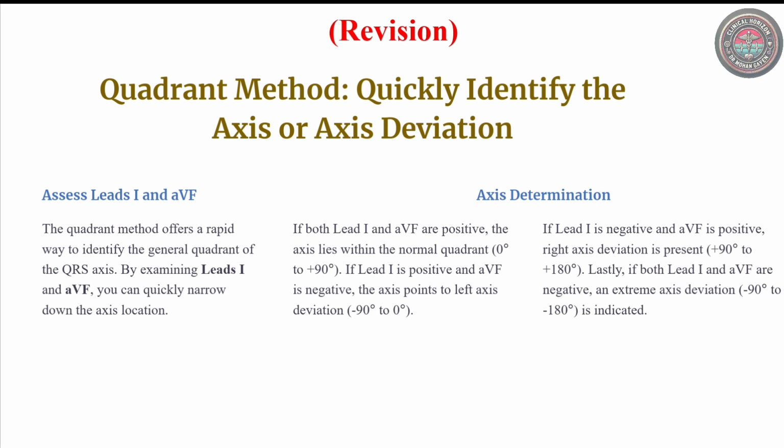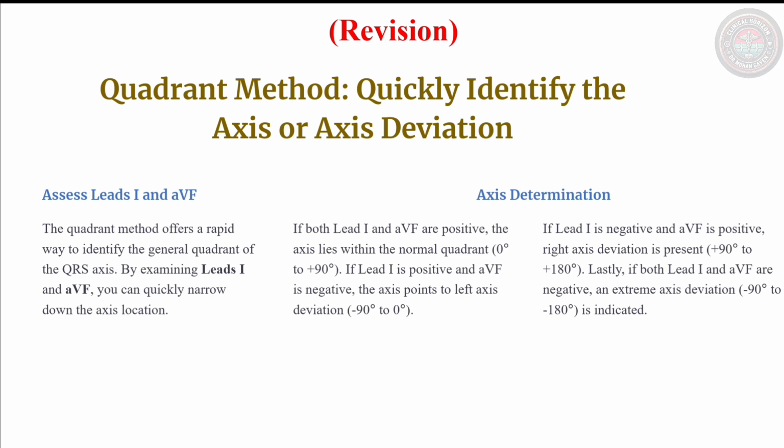Quadrant method. Quickly identify the axis or axis deviation. The quadrant method is a quick and reliable way to determine the cardiac axis by examining the QRS polarity in lead 1 and lead AVF. This method provides a broad classification of the axis and is highly useful in clinical practice. Steps to use the quadrant method. Examine lead 1 and examine lead AVF to interpret the quadrant where the axis lies.